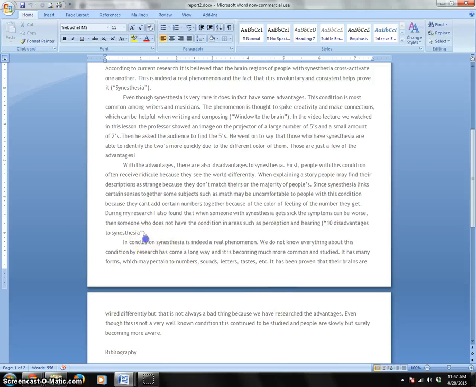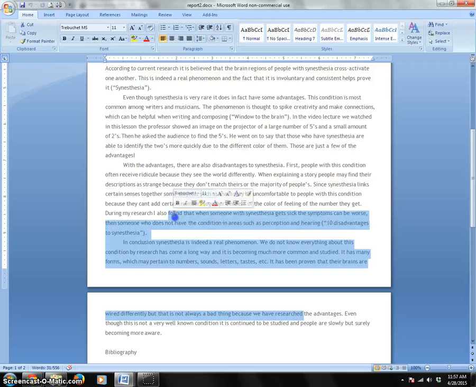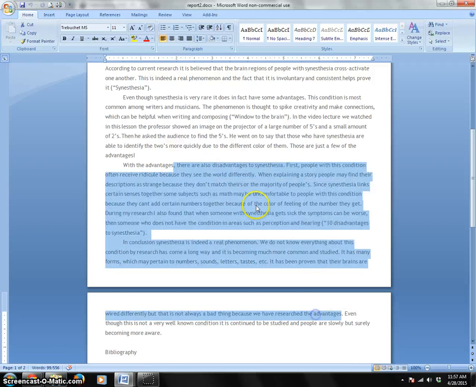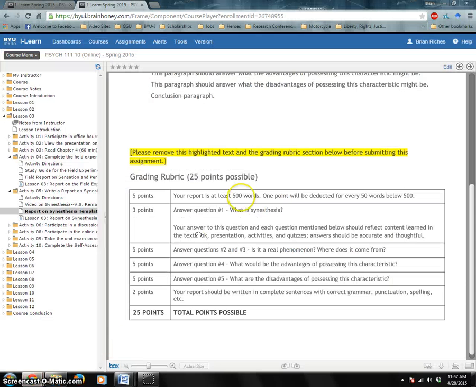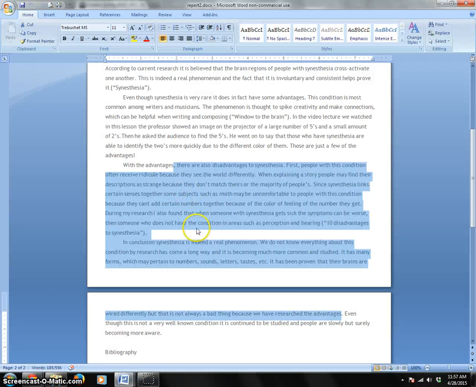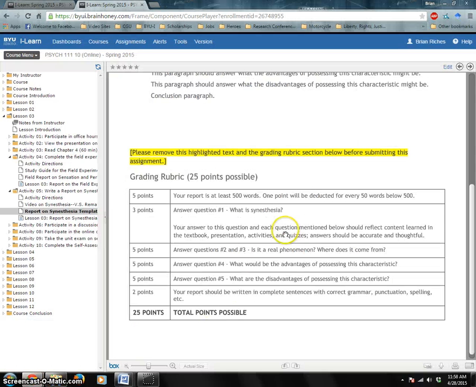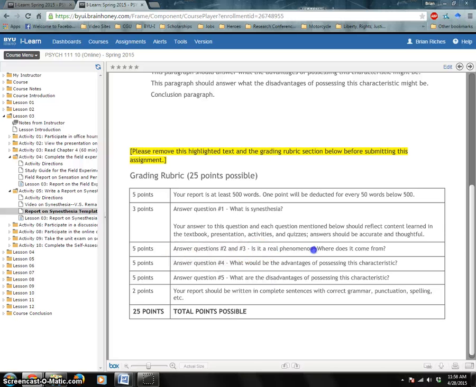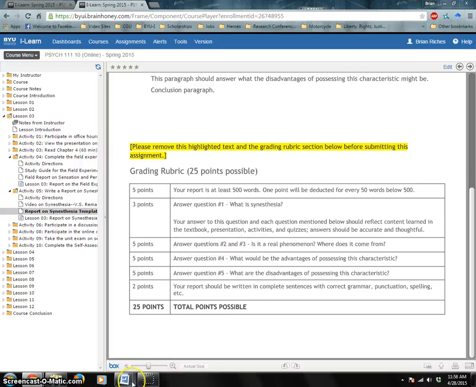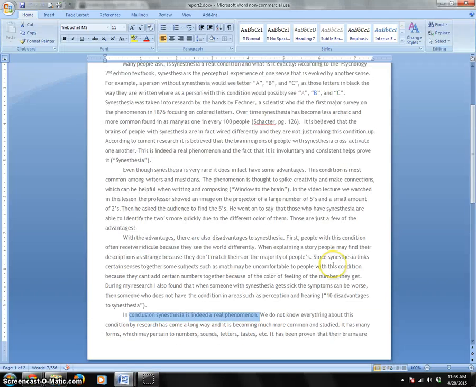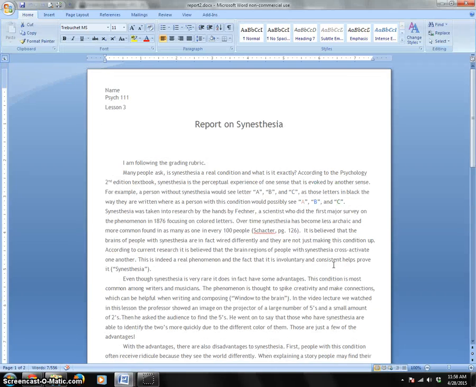Even though they also include the questions they're supposed to be answering, they include them in the narrative of the paper. So here they've got, yeah, it is a real phenomenon. You can see that was one of these questions: is it a real phenomenon? Where does it come from? They put that into the narrative. So make it an actual report, make it flow nicely, and don't plagiarize.